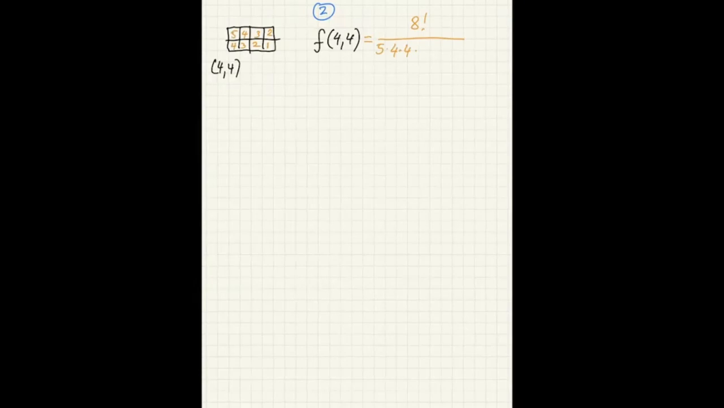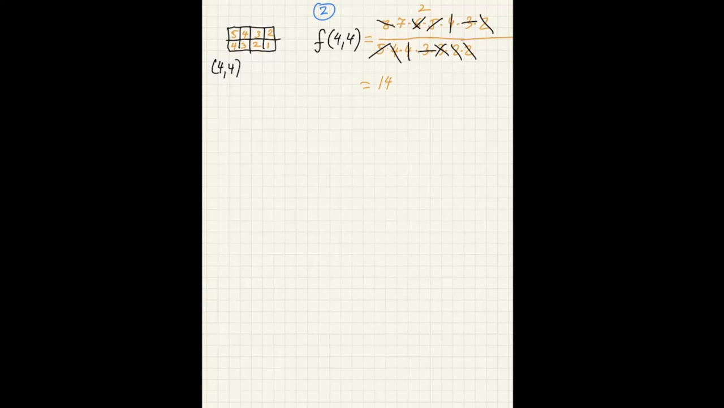3 times 2 times 2. So the top has the 8 factorial, so let's just write that as 8 times 7 times 6 times 5 times 4 times 3 times 2. And now we can start simplifying things. The 5 goes there, the 8 is killed by a 2 and a 4. A 4 goes with this 4. The 3 goes with the 3. The 2 goes with the 2. There's another 3 here that goes with the 6. And we get the number 14. Okay, so there are 14 such Young tableaux.